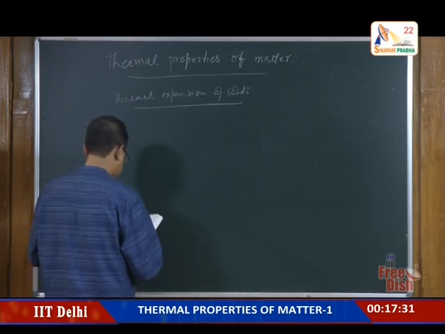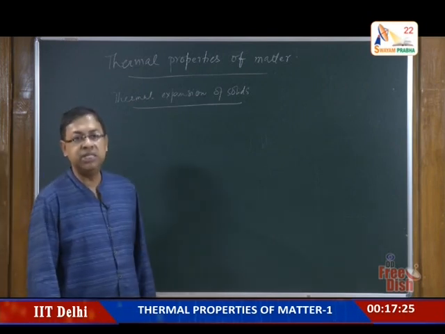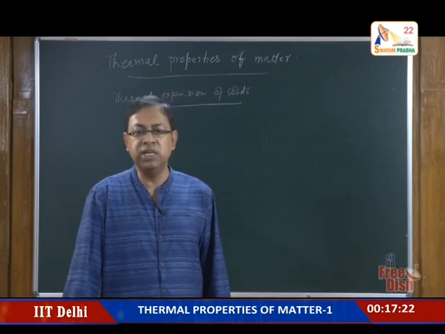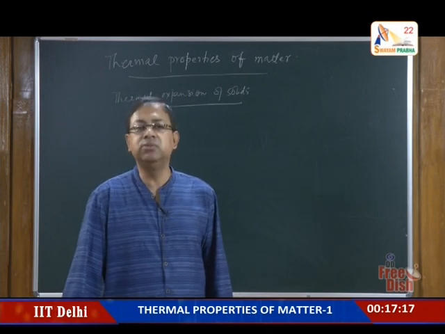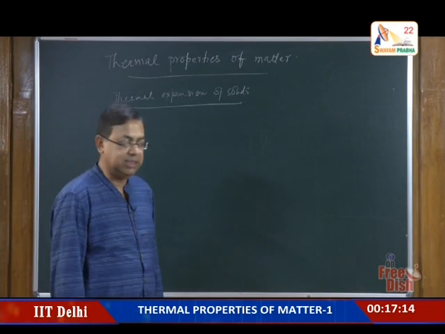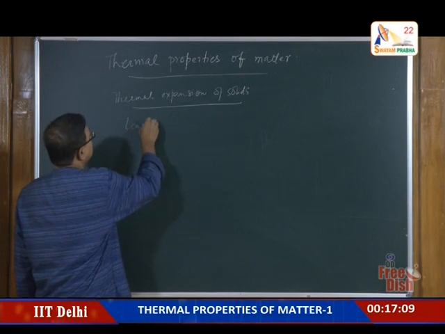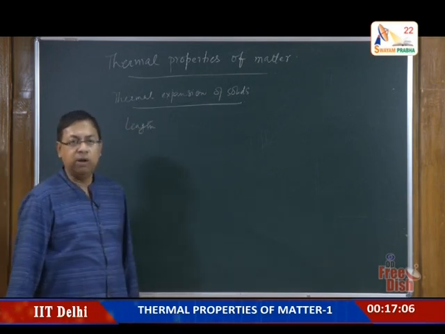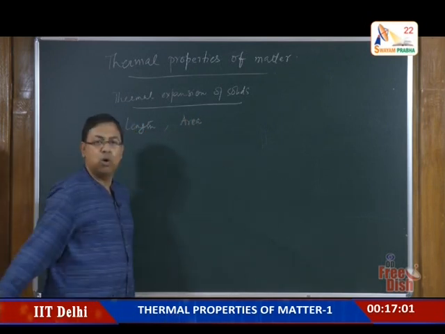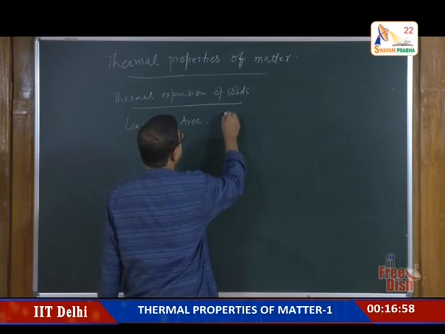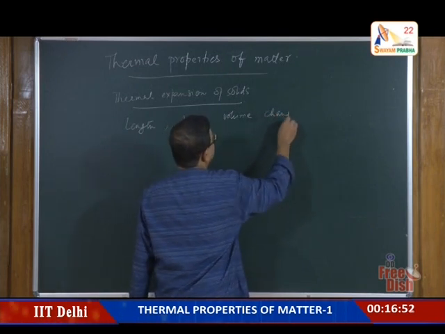This thermal expansion of solids happens when heat is given to a system, then the dimensions of a solid material change. The dimensions changing means the length can change if it is a one dimensional material, or if it is a two dimensional material the area can change, or if it is a three dimensional bulk material then the volume will change with temperature.